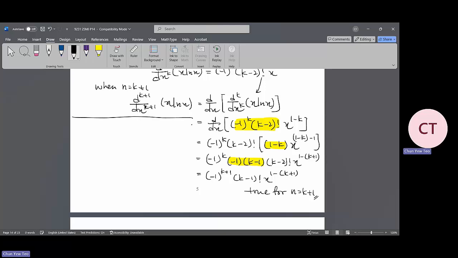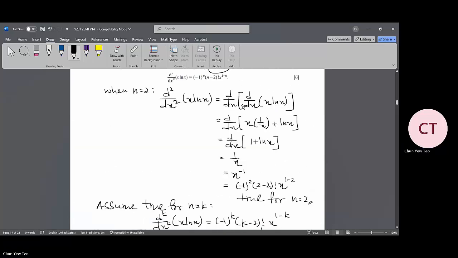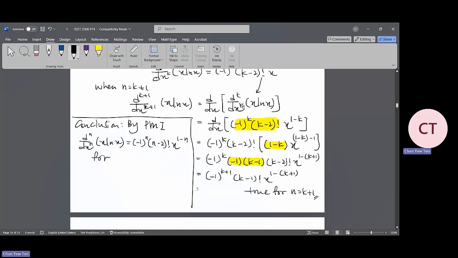Then the conclusion I write over here. By the principle of mathematical induction, the n-th derivative of x ln x will be equal to negative 1 power n, minus 2 factorial, x power 1 minus n, for every integer n greater or equal to 2. Okay, done. This will be the answer for question number 2.